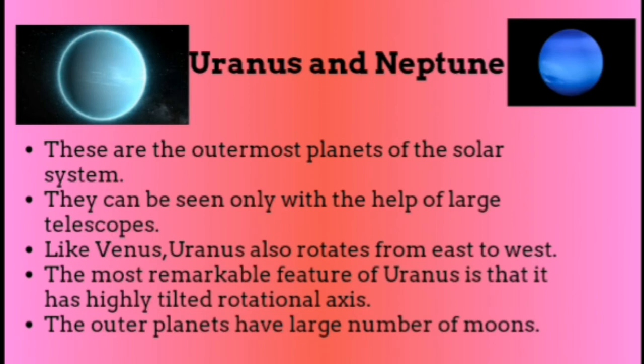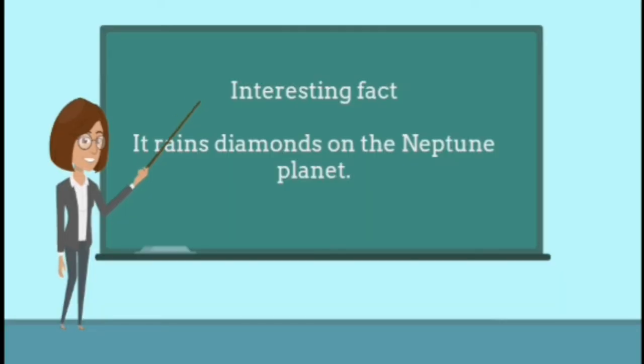Now let us learn about the remaining planets, that is Uranus and Neptune. These are the outermost planets of the solar system. They can be easily seen with the help of large telescopes. Like Venus, Uranus also rotates from east to west. The most remarkable feature of Uranus is that it has a highly tilted rotational axis. The outer planets have a large number of moons. Interesting fact, it rains diamonds on the planet Neptune. Wow! So let us move on.